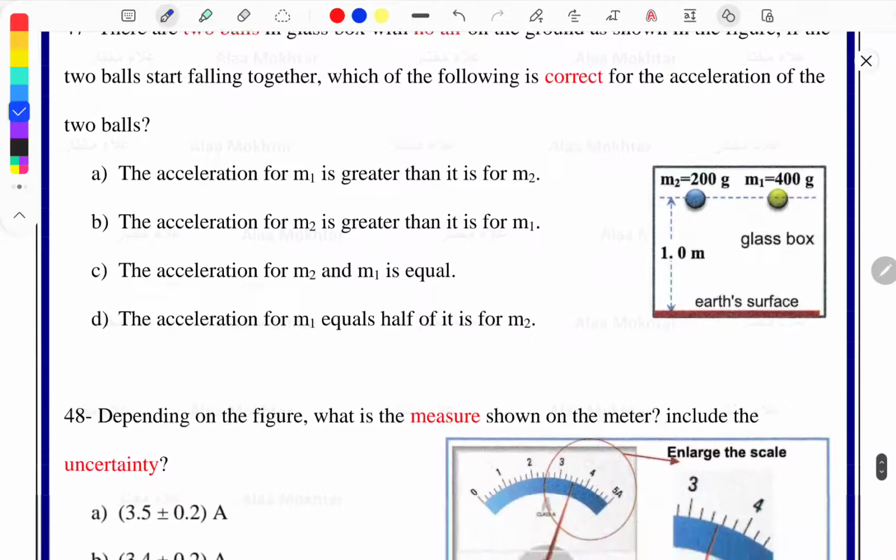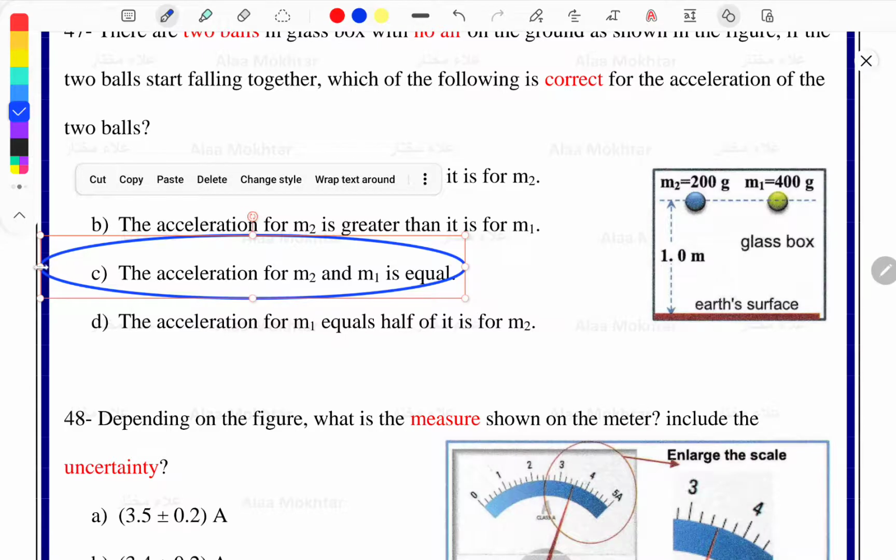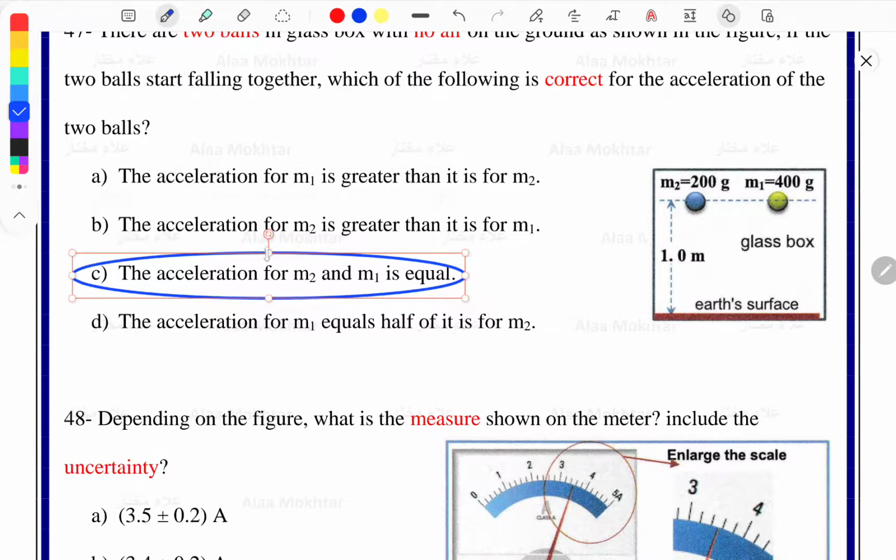The same question for two balls. The acceleration for M1 is greater, or the acceleration for M1 and M2 is equal. The acceleration is equal because the balls move under gravitational acceleration. The acceleration equals G, equal to -9.81 meter per second squared.